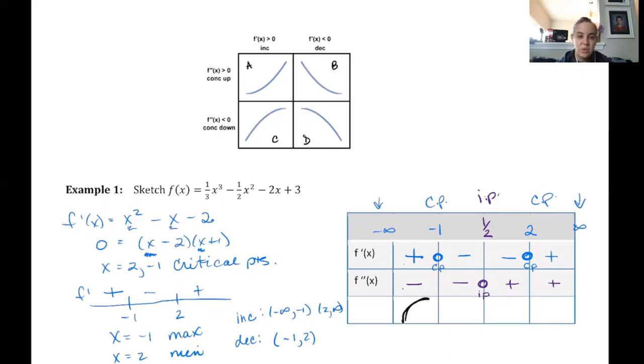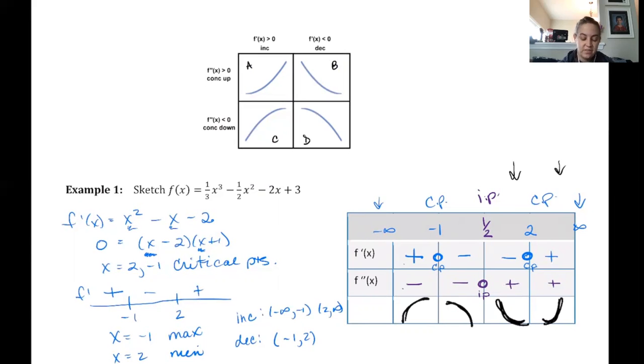In that second region, I'm decreasing concave down. So which one of those curves is decreasing concave down? It's curve D. And then I'm decreasing concave up. That's this region. Decreasing concave up. So which one's decreasing concave up? Is B. And then I'm increasing concave up. And that's the last section. That is curve A.